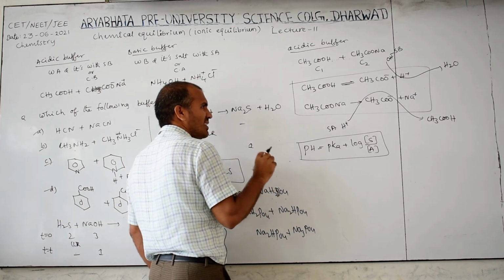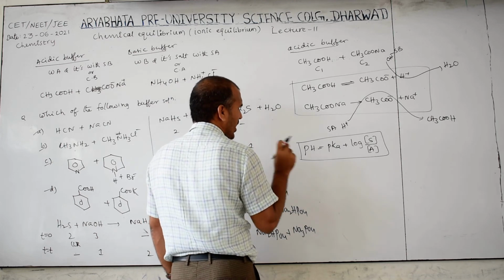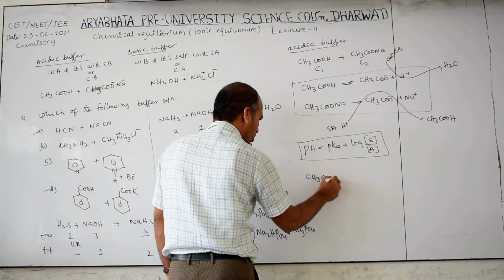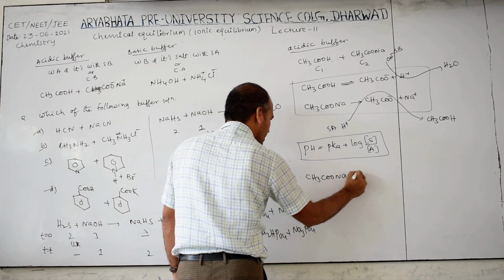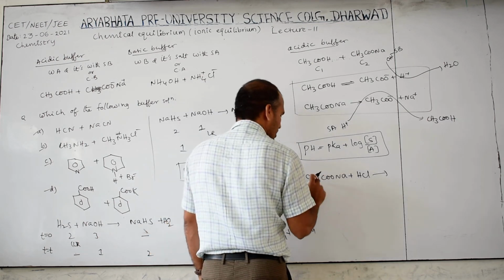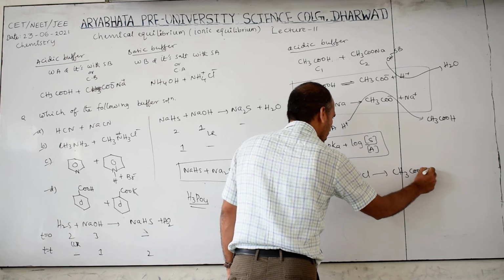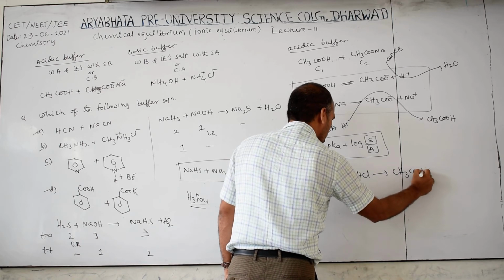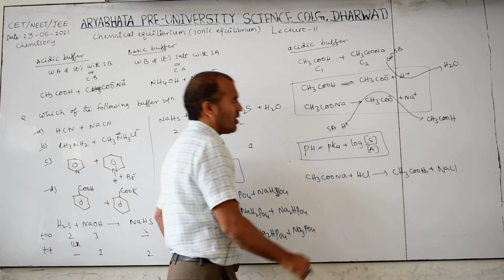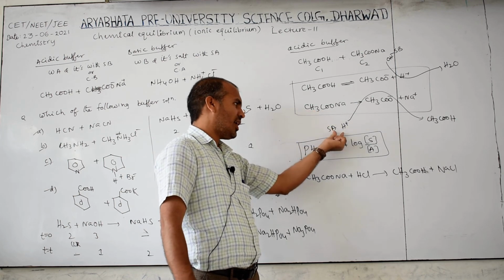When a strong acid is added, some A moles, then what will happen? Strong acid added means it reacts with which one? Base. CH3COONa plus HCl added. Then what will happen here? CH3COOH is formed and NaCl is formed. Actually, whatever this reaction is, that is only what I am writing. This CH3COONa reacts with the HCl.